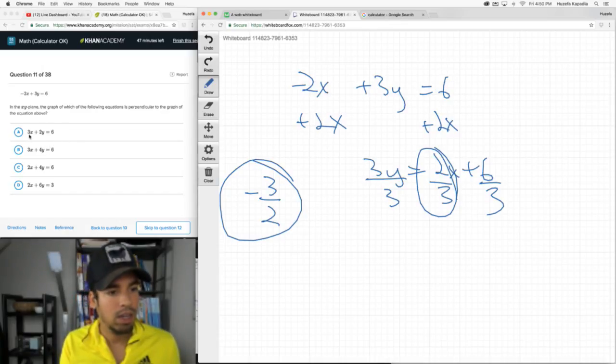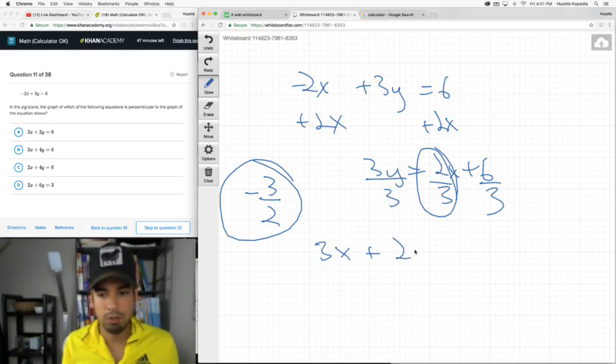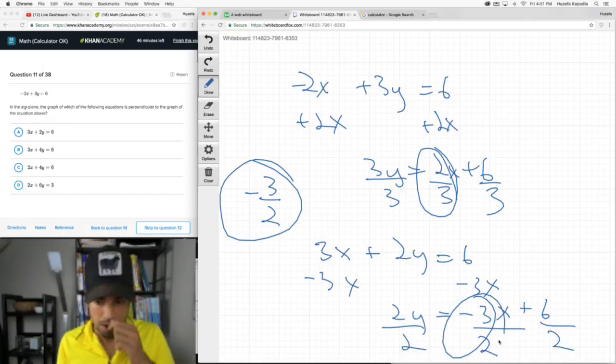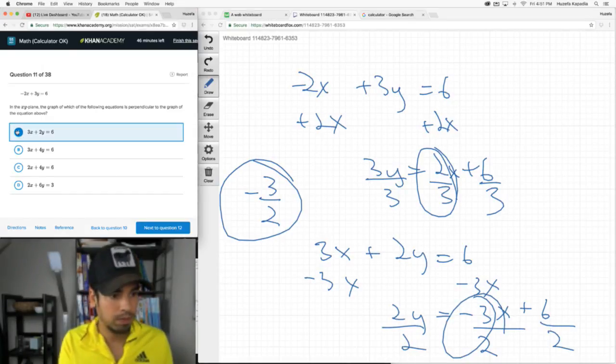Well, this guy, if we subtract 3x, it's A, because I'll show you right now. We get 2y equals negative 3x plus 6. And we divide by 2. Look at that. There's your slope. We don't care about the constant. It doesn't matter. But A is our answer.